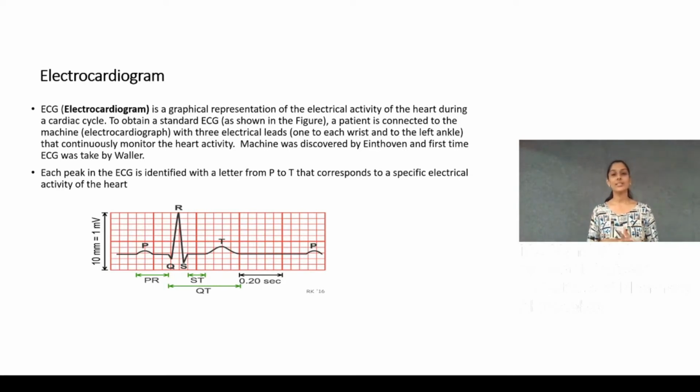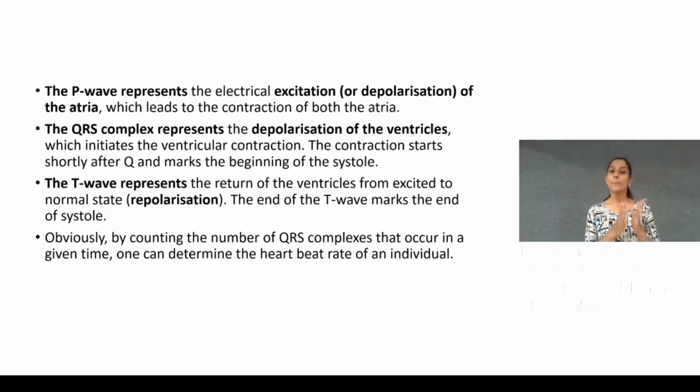Each peak in the ECG is identified with a letter from P to T that corresponds to a specific electrical activity of the heart. P wave represents electrical excitation, called depolarization of the atria, which leads to contraction of both atria. QRS complex represents depolarization of the ventricles, which initiates the ventricular contraction. So contraction starts shortly after Q and marks the beginning of the systole. The T wave represents the return of ventricles from the excited to the normal state, called repolarization. The end of the T wave marks the end of systole.